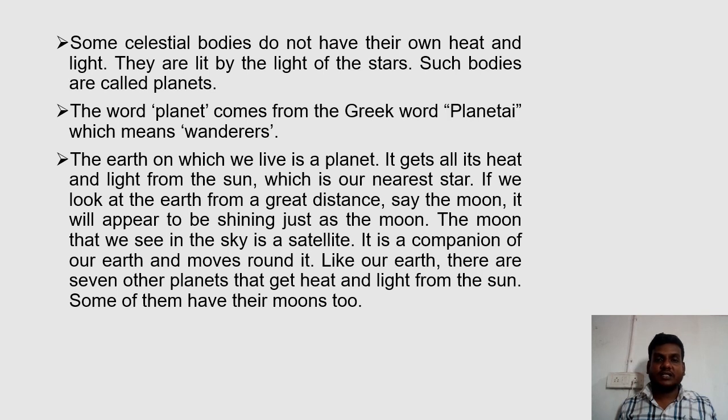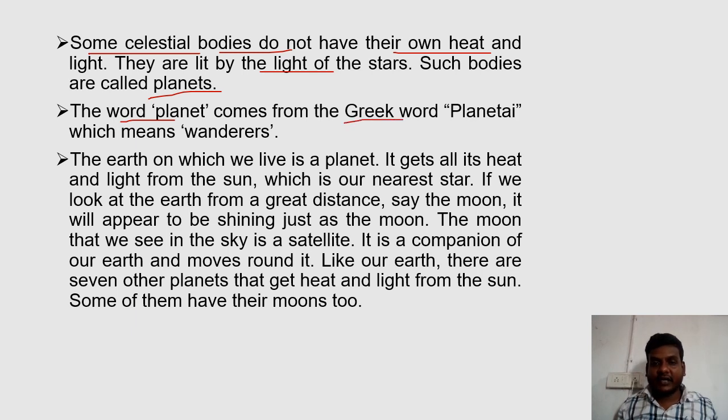Some celestial bodies do not have their own heat and light. They are lit by a star, and such bodies are called planets. Our Earth is also a celestial body. We observe the light of the sun. We also call it a planet.